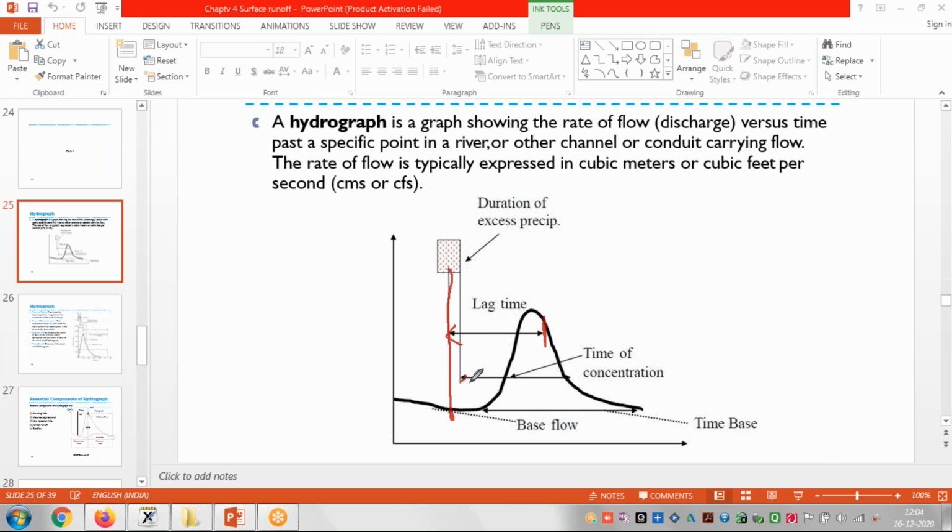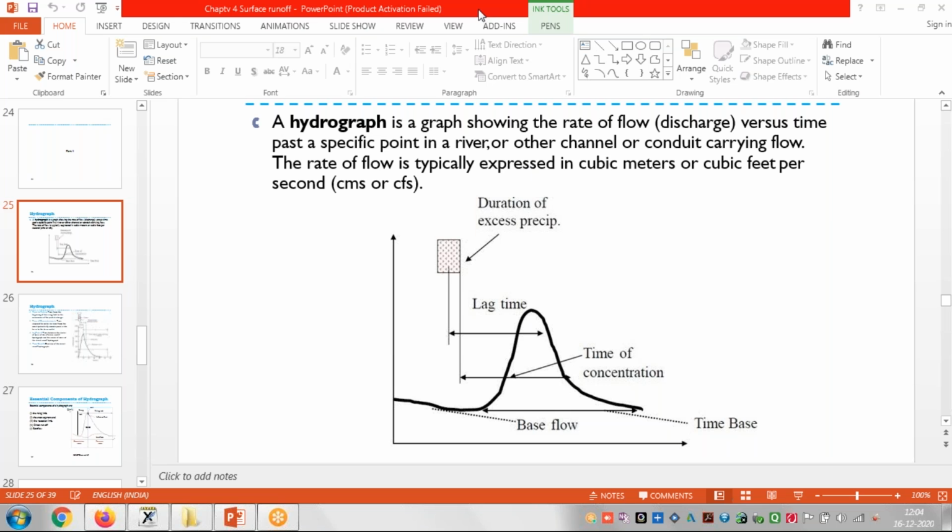And time of concentration, I have already explained this. Suppose our catchment is this one, the last particle has to travel up to the outlet. What time will be required? That is called the time of concentration. It is generally denoted by T suffix C. See why I am telling you this. This is very important, you should know everything, because in our hydrology, this hydrograph is very important, right?